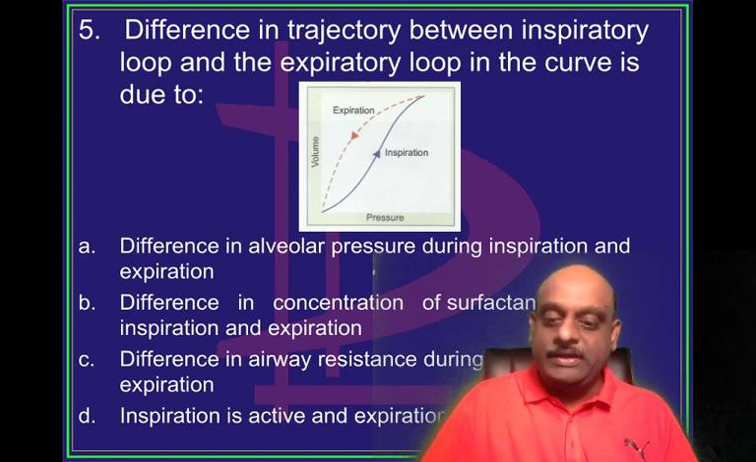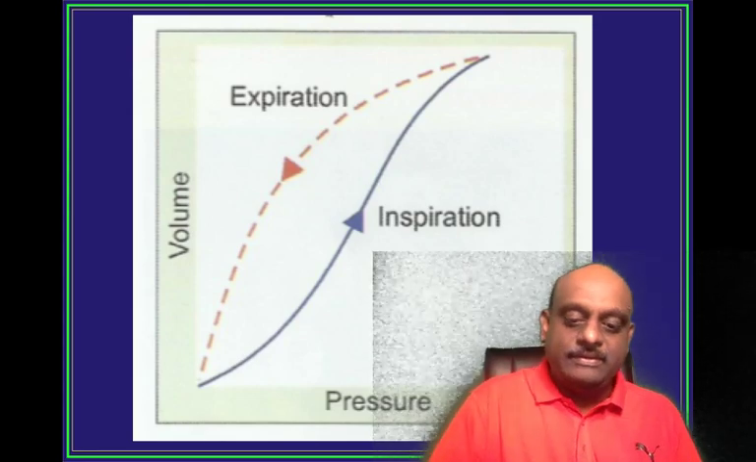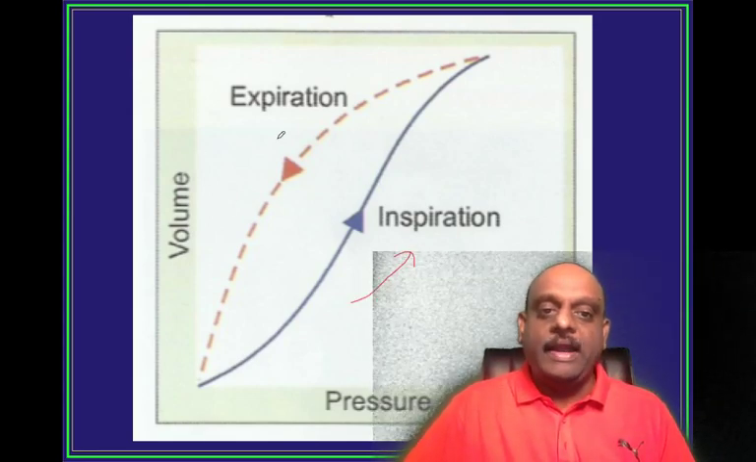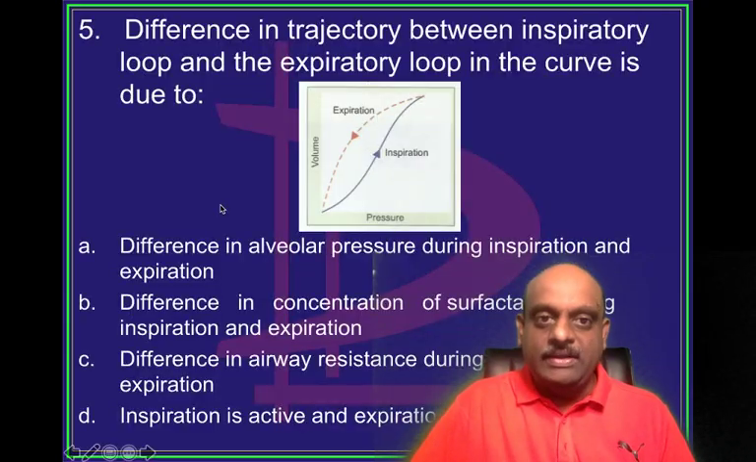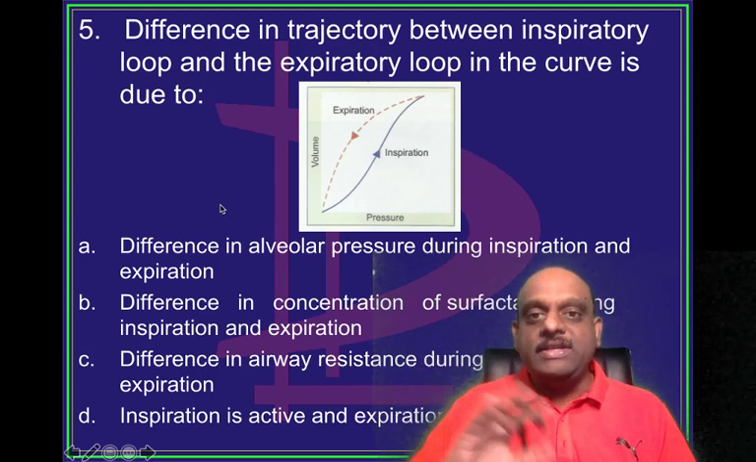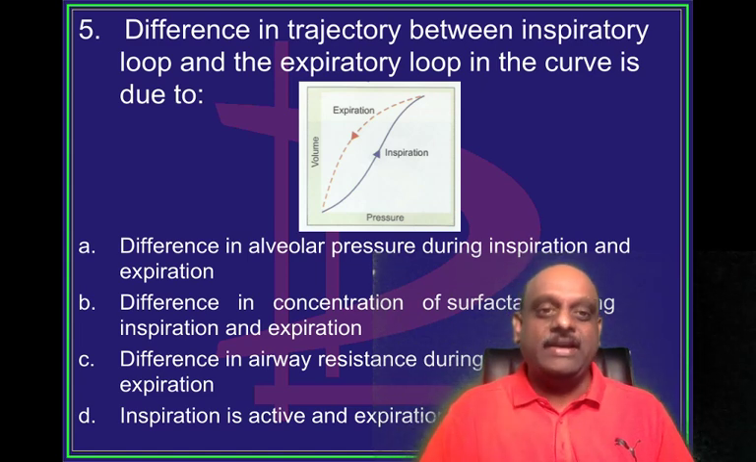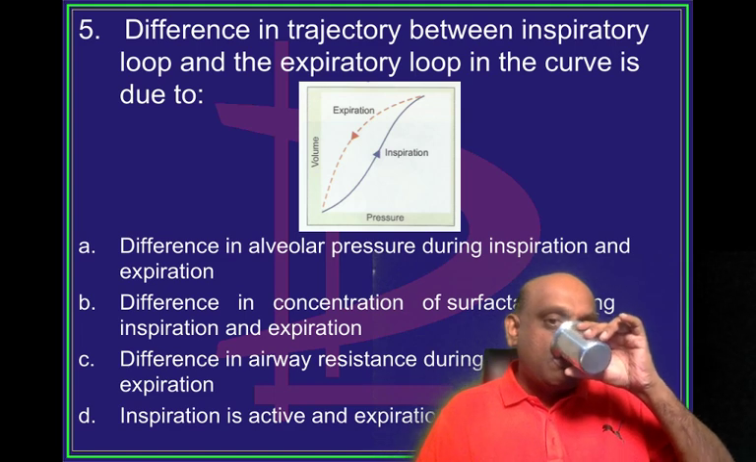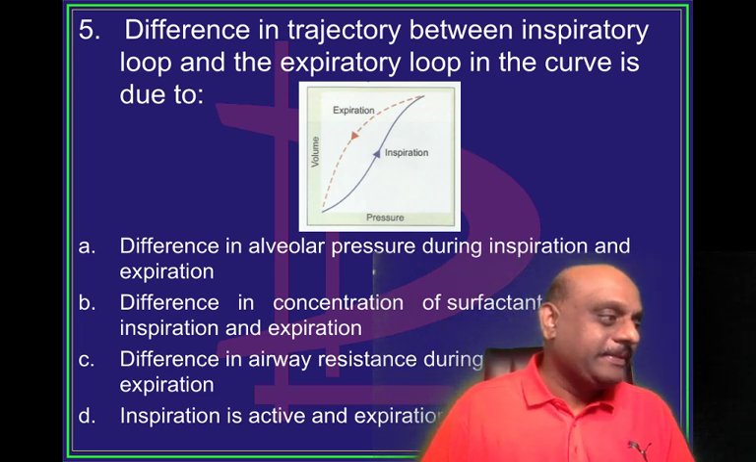Now, doc, this is the typical volume pressure curve during the inspiration and expiration. Now, the examiner's question is, why there is a difference in the trajectory between the inspiratory and expiratory loop in this curve is an important question. So why there is a difference in the trajectory between the two?